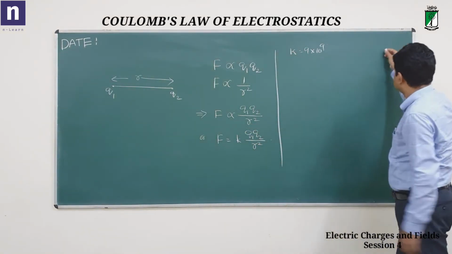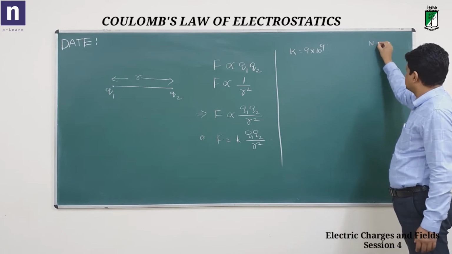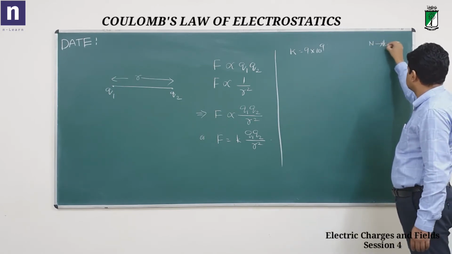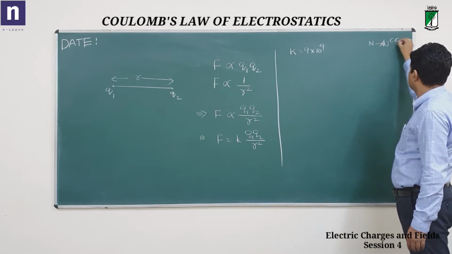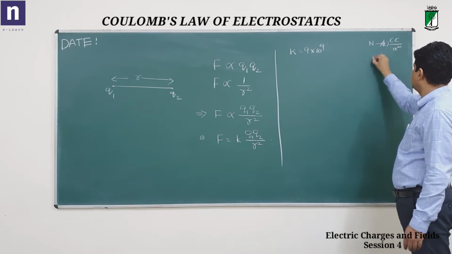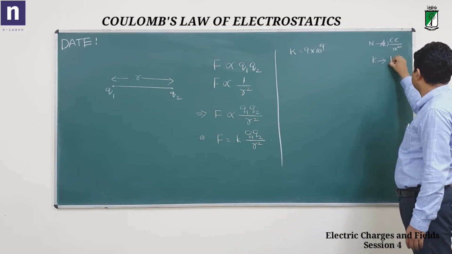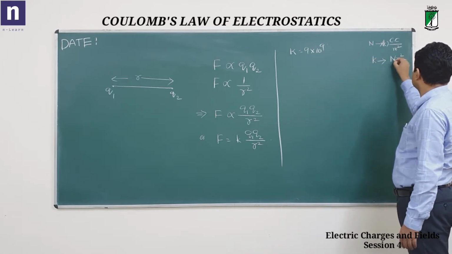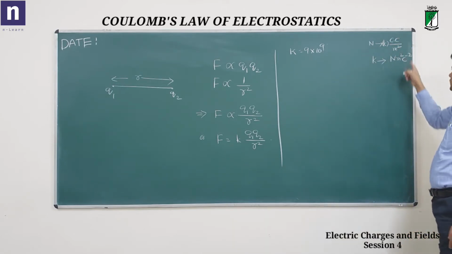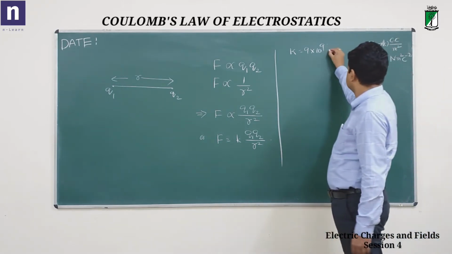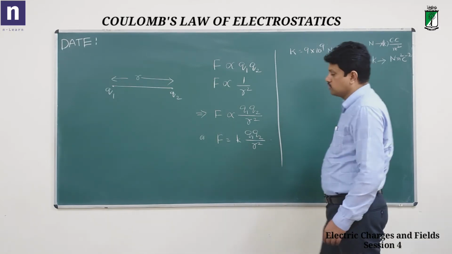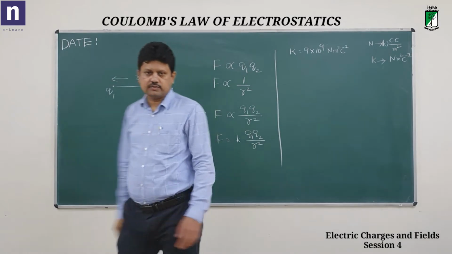So I can just briefly write here. LHS is newtons, and RHS, this K as it is, and Coulomb square by meter square. So K is in terms of Newton meter square per Coulomb square. Newton meter square per Coulomb square. So this is Newton meter square per Coulomb square. This is the value of K.